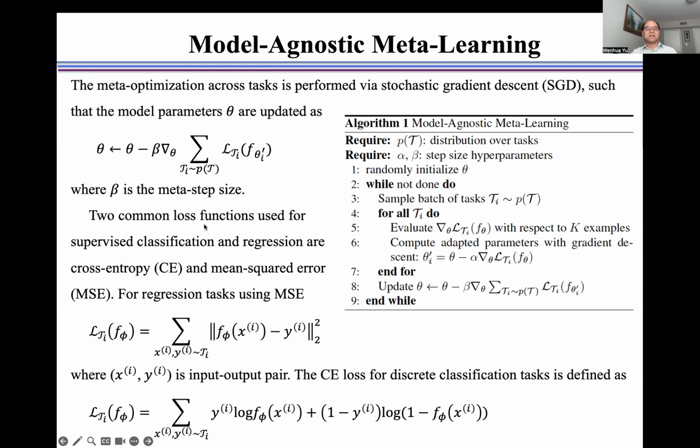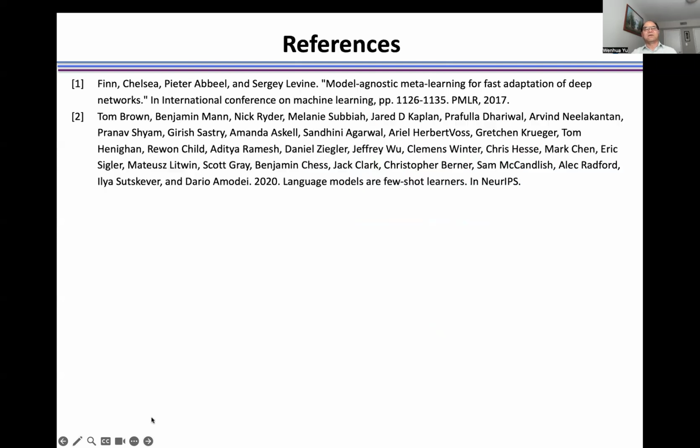Two common loss functions used for supervised classification and regression are cross entropy and mean squared error, respectively. For regression tasks using mean squared error, as shown here, xi, yi is the input-output pair. The cross entropy loss for discrete classification tasks is defined as here. For more details, please check these references.